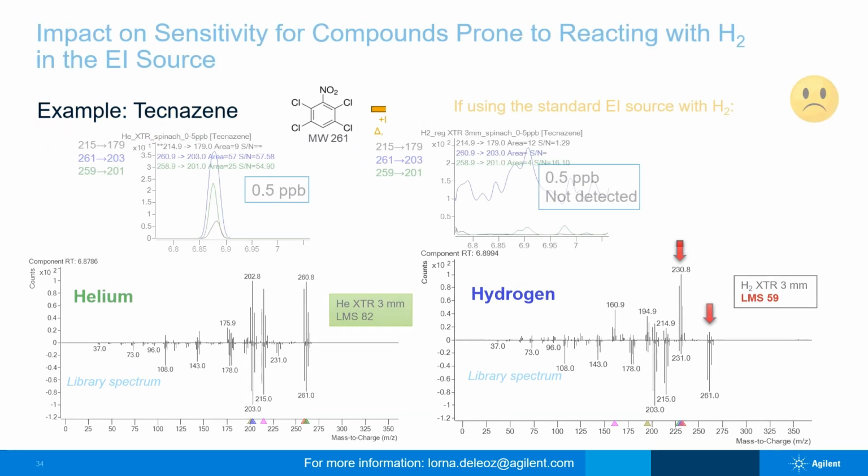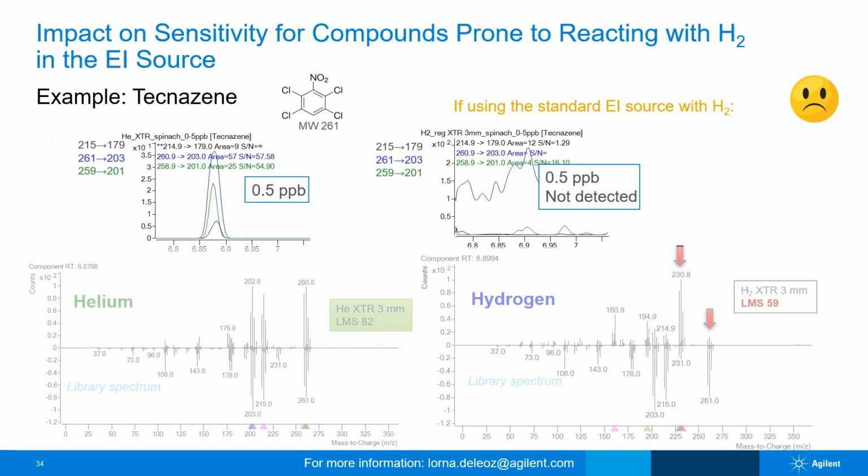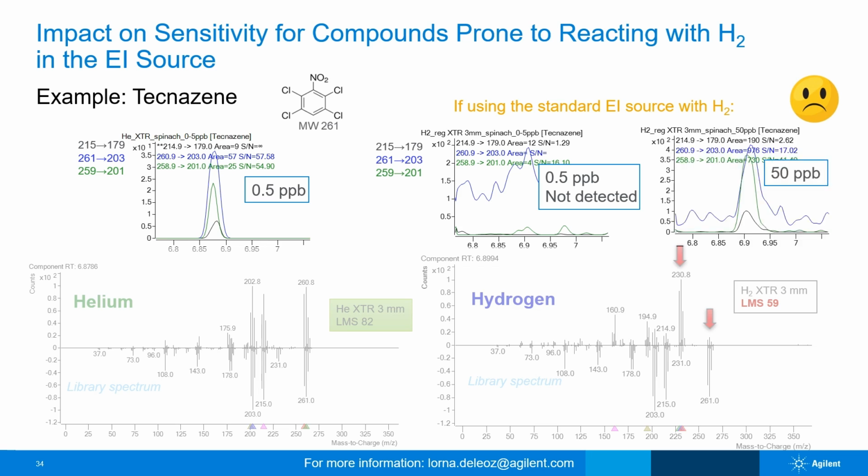We also sacrifice the sensitivity of the analysis as shown here. On the left, we are able to detect technazine at 0.5 ppb with helium carrier gas using the standard extractor source. On the right, the same standard extractor source used with hydrogen carrier gas, but we are not able to detect technazine at the same level. Not only that, we could not detect technazine at all at the levels up to 50 ppb in the commodity.